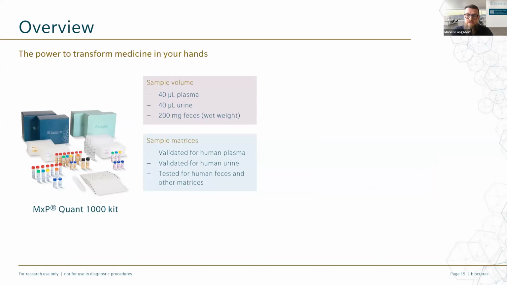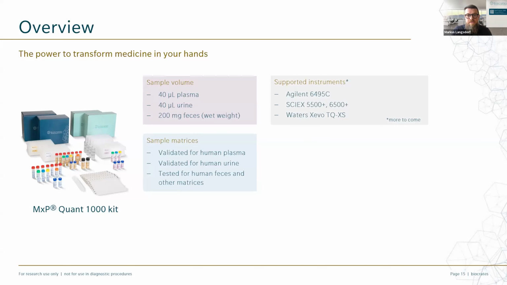So for Quant 1000, you need 40 microliter, as mentioned, of plasma or urine, or 200 milligrams of feces wet weight maximum, actually. So actually you need less, but less is often hard to handle. So we recommend 200 milligrams. The kit has been validated for human plasma and urine and tested for human feces and other matrices like animal plasmas and mouse liver tissue and milk samples. The results across 9 matrices in total we tested were published in a poster presentation at ASMS, and I have a summary for you on the next slide.